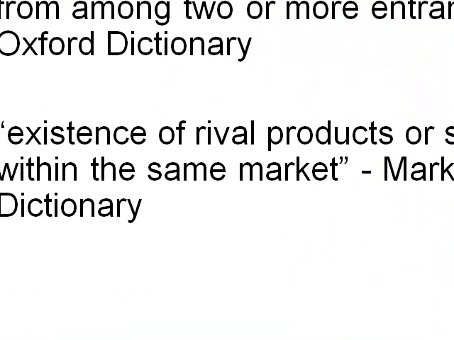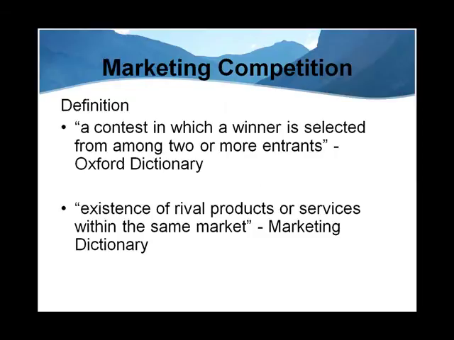Now, the first thing I like to do is just a definition in general about marketing competition. It's a contest in which the winner is selected from 2 or more entrants. You could apply that to any competition, or actually to looking at your competitors and yourselves and seeing who through their marketing campaign comes up trumps. And it's the existence of rival products or services within the same market, which makes sense. So, if you look at Travelodge, then you look at who your competitors are. You have your rival products or services on the same market, because you might be targeting the same customers.